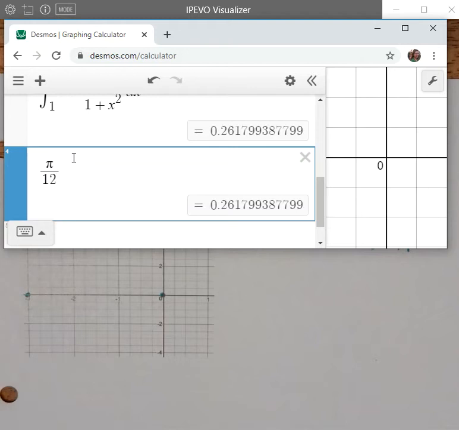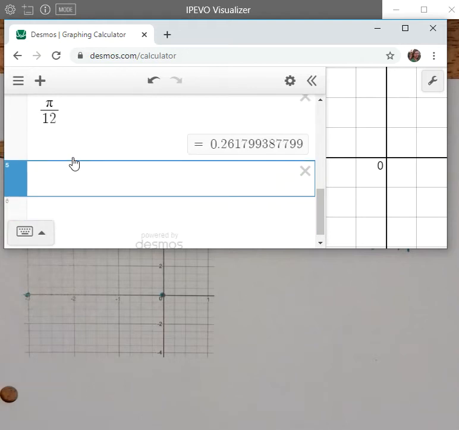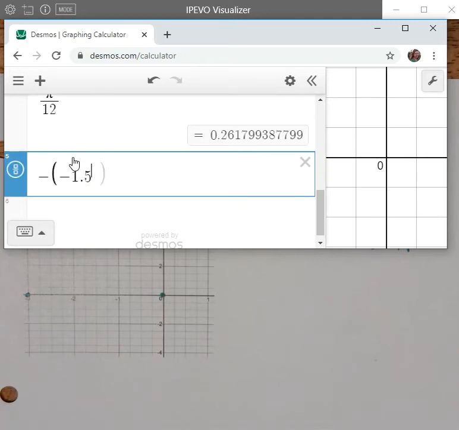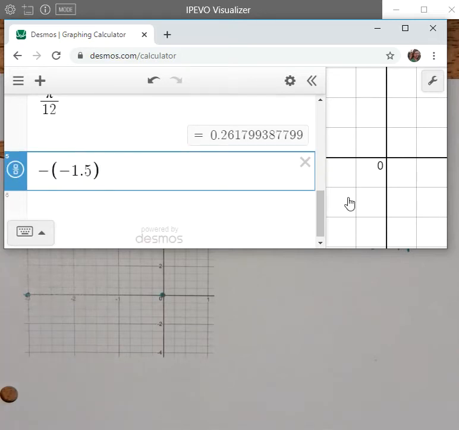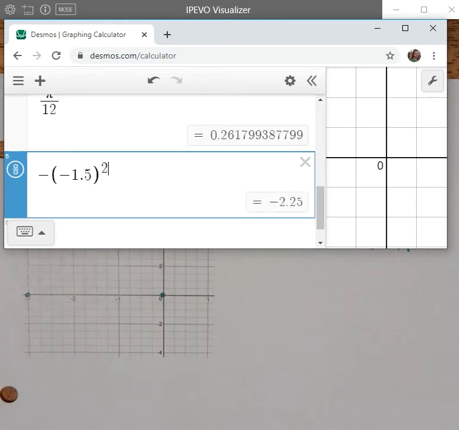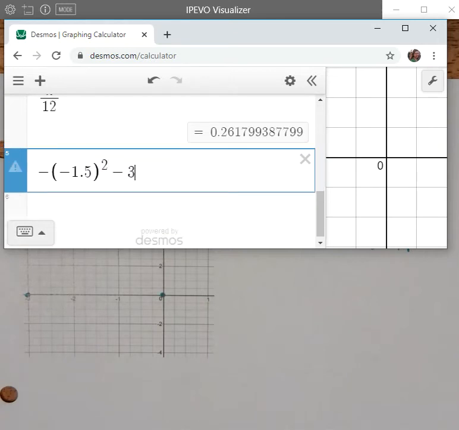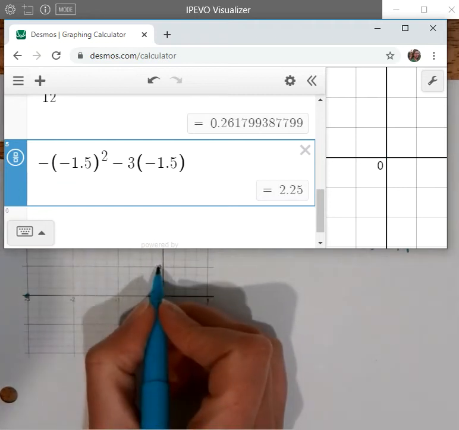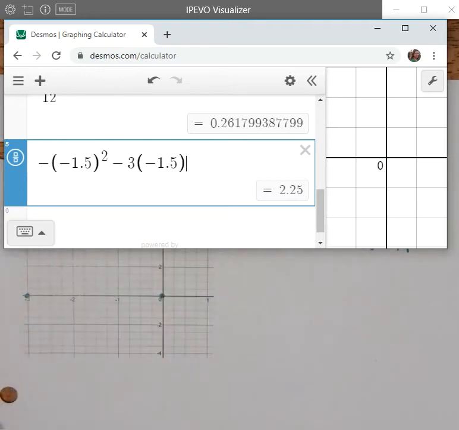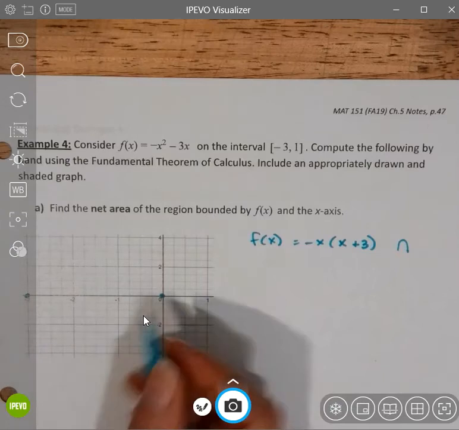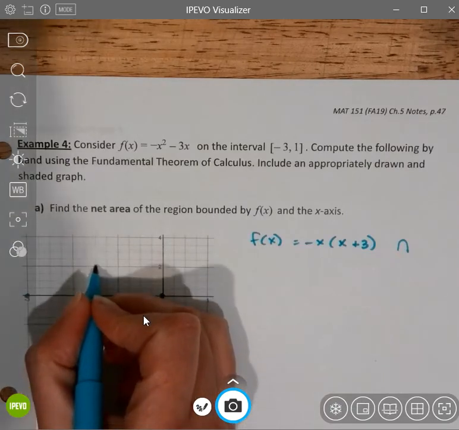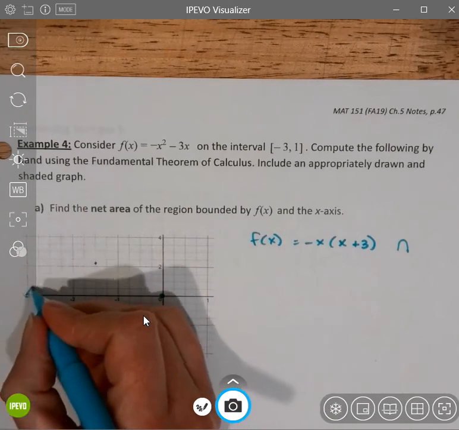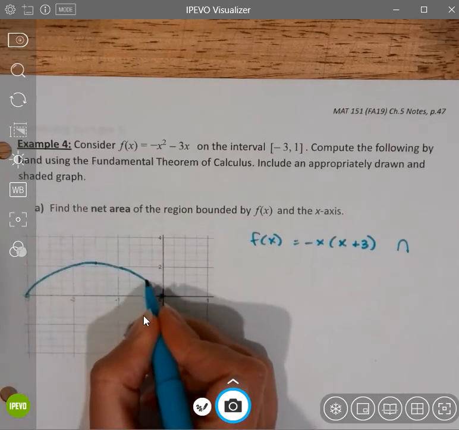So if I wanted to plug in -1.5, I'll square it outside the parenthesis, squared minus 3 times -1.5 gives me 2.25. So on my scale, 2.25 is going to be there, say. And so just as a rough sketch of what this part of it looks like.